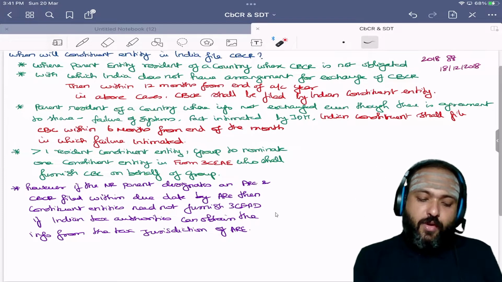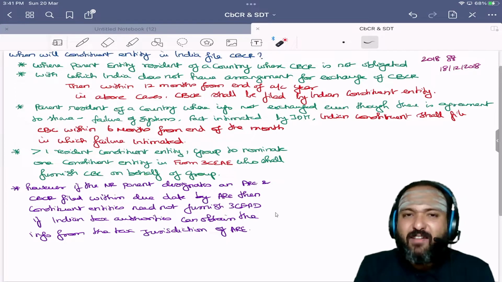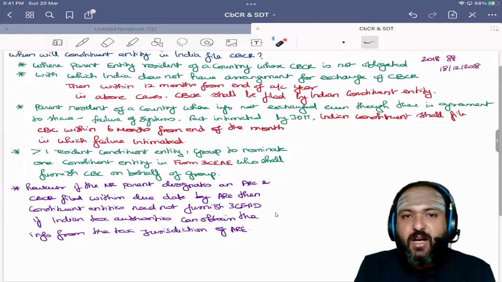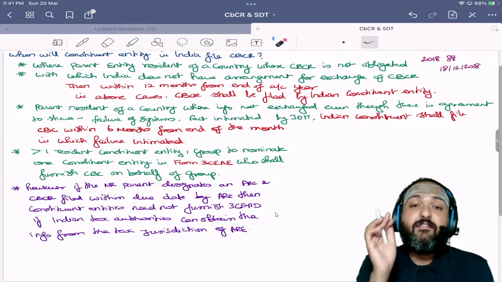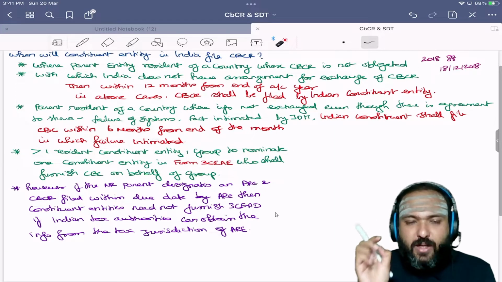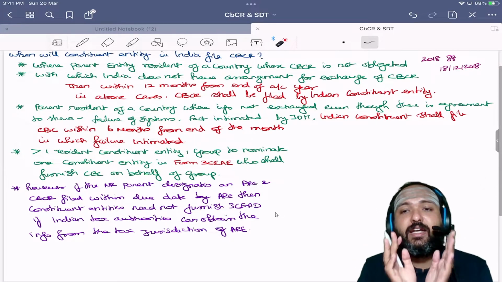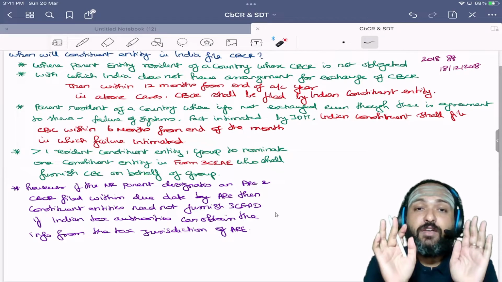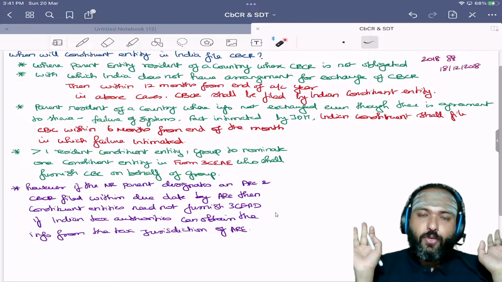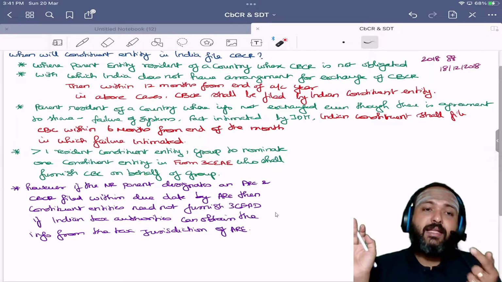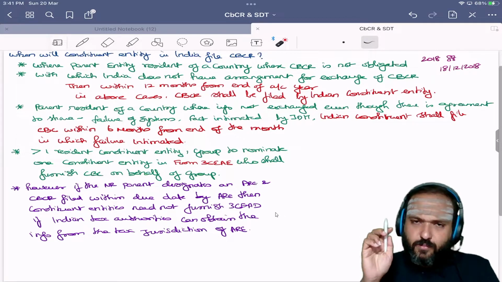Case number two, where India does not have an arrangement for the purpose of exchange of information relating to CBCR, then within 12 months from the end of the accounting year in the above cases, CBCR shall be filed by the Indian constituent entity, even though it is not an alternate reporting entity. Is it clear? So these are the two exceptional cases, and then there is a third exceptional case.